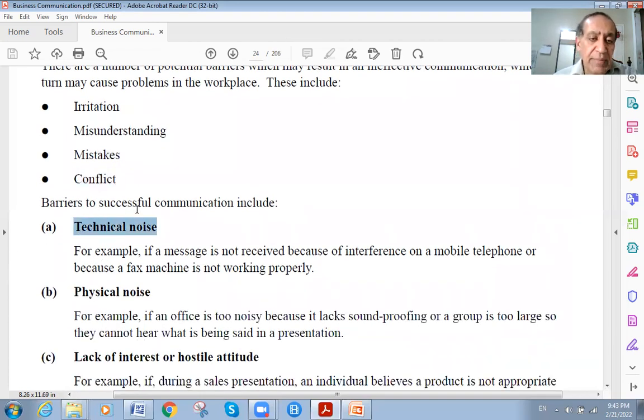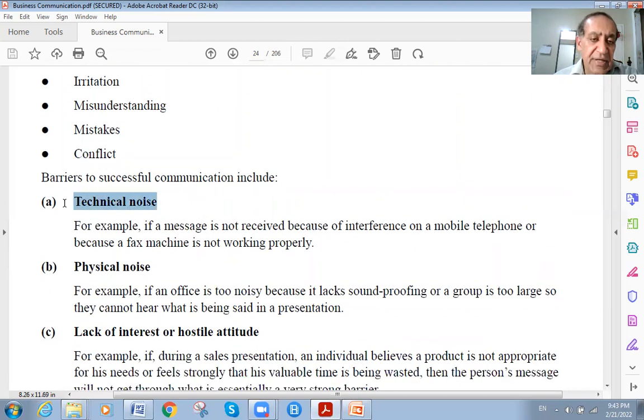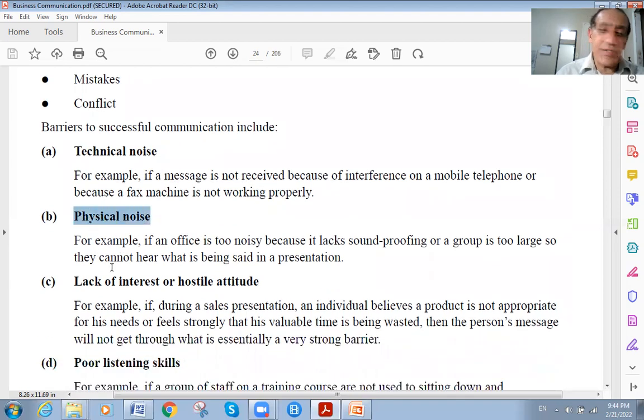We also have technical noise, the noises around you. Just imagine I'm talking to you using a cell phone, which, by the way, is a type of communication. If the voice is not clear on my cell phone or yours, or there is noise around you or around me as the sender, then there will be distortion. Physical noise is also one of the very important points.